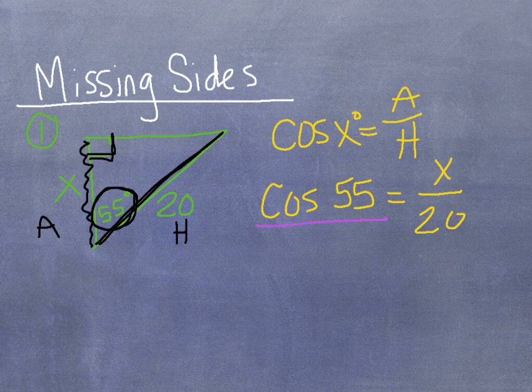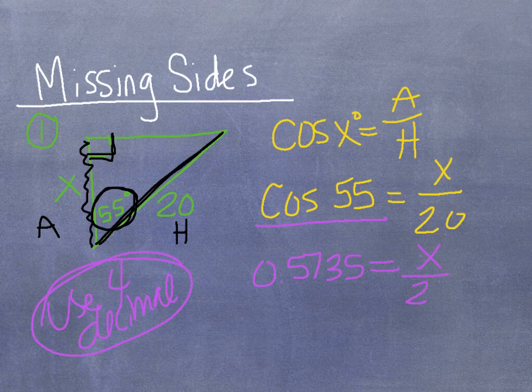My rule is to use 4 decimal places here. If you don't, your answer is going to be really off, because the shorter the number of decimals you use, the more inaccurate it is. So always use 4. When you type in the cosine of 55, you're going to end up with 0.5735, and it keeps going, but I'm going to stop there, equals x over 20.